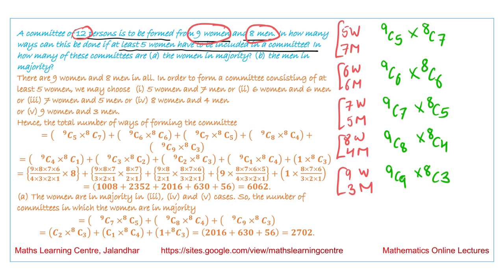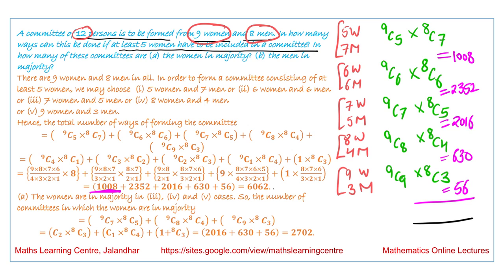Now if we calculate the values in all these cases, in the first case the answer is 1008. In the second case we have 2352. In the third case we have 2016. Next we have 630 and last it is 56. Now any one of these cases can happen, so the total is the sum of all these cases, which is 6062. So this is the answer for this part.